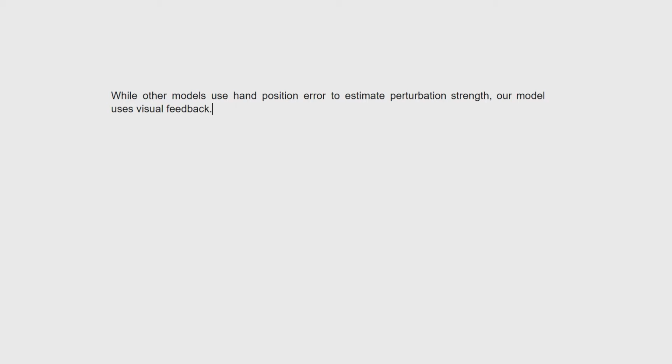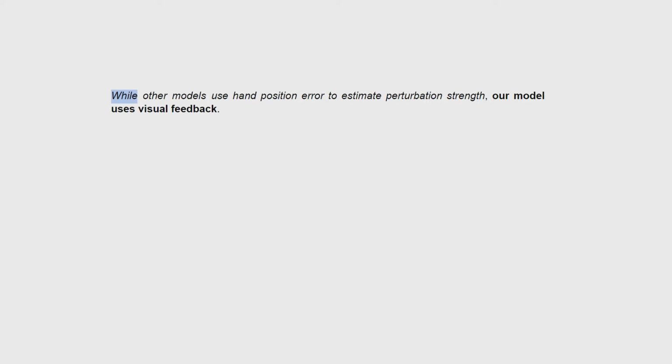So we stay in the same framework as in the previous example. While other models use hand position error to estimate perturbation strength, our model uses visual feedback. So this is the main clause: our model uses visual feedback. And then we have the subordinate clause that cannot stand on its own because it has the "while." "While" indicates that there needs to be some more information coming.